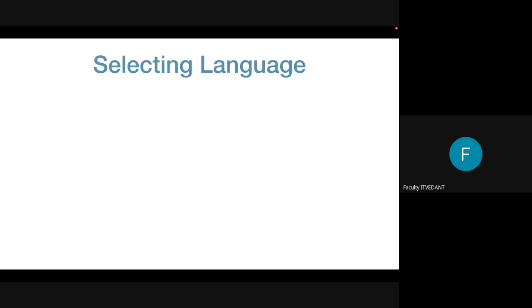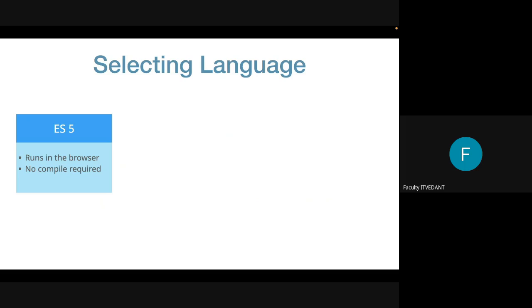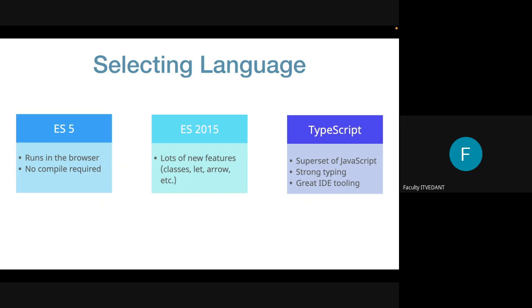Now, selecting a language. As I told you, ES5 runs in the browser, because JavaScript runs in the browser, no compilation is required. So either you can use ES5 or ES2015, which has a lot of new features like classes, let, arrow functions, and all. But why TypeScript? Because it's a superset of JavaScript. Whatever JavaScript you are writing, you can write in TypeScript as well, and apart from that, you can write all the other new features in TypeScript.